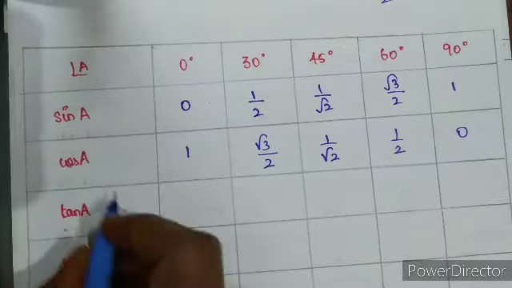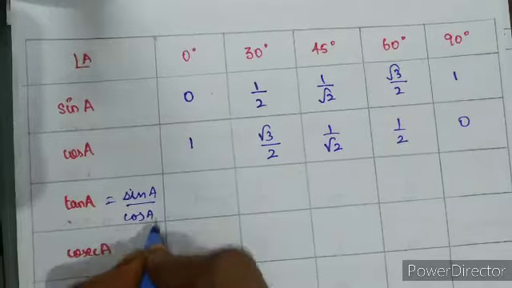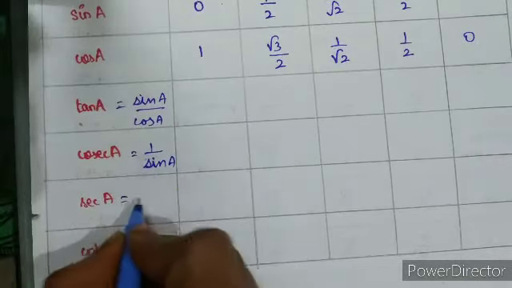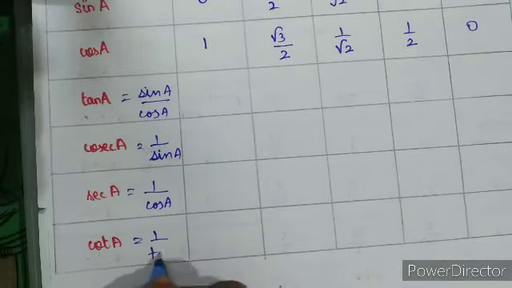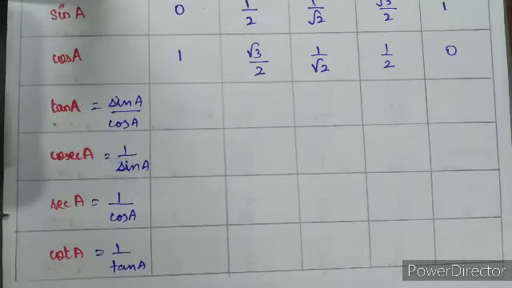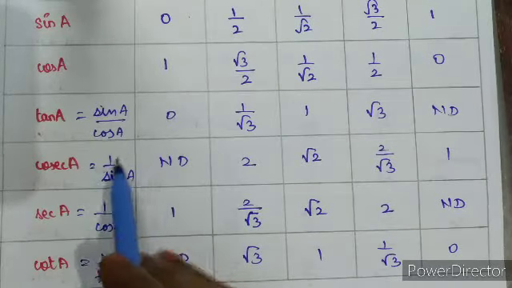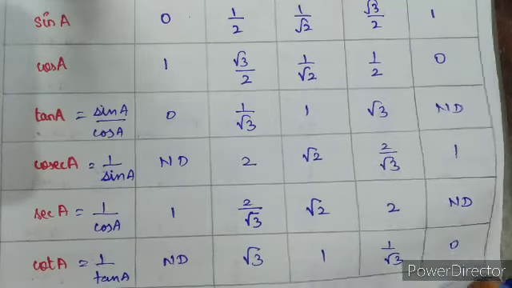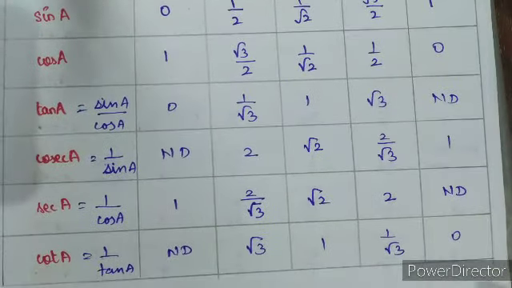Once we know these two values, we know tan is sin A by cos A and cosecant is 1 by sin A. Secant is 1 by cos A. And cot is 1 by tan A. By applying the relationships, we can easily get the other values in the table. Thus, by applying the relations, I have obtained all the trigonometric ratio values in the table. So, you must know at least the values of sine, from which we can get the other table values.